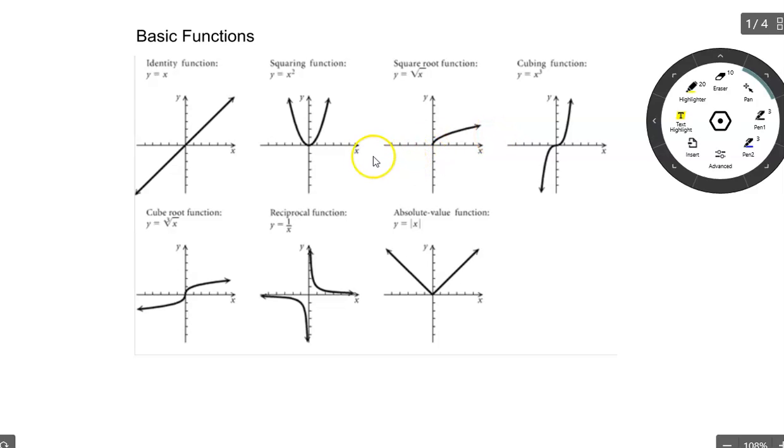Now, it's kind of interesting. We don't have anything over here on the negative side. Why is that? Well, let's just try plugging in a number. How about -1? What is the square root of -1? It's not a real number. So for this chapter, we are not dealing with square roots of negatives.